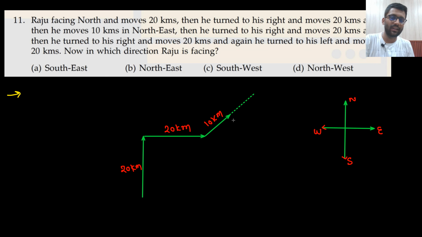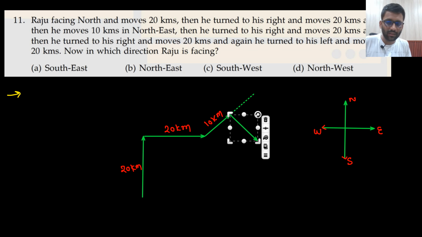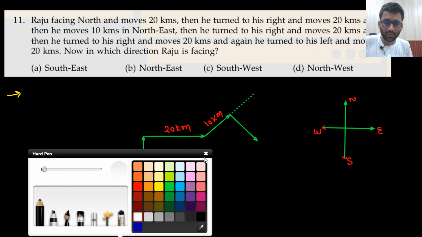Then he turned right. Right will be in this direction only. Let's just say he is looking there. So right will be this direction. So he will move right only, but by 90 degree. This you need to make sure. He is moving by 90 degree.